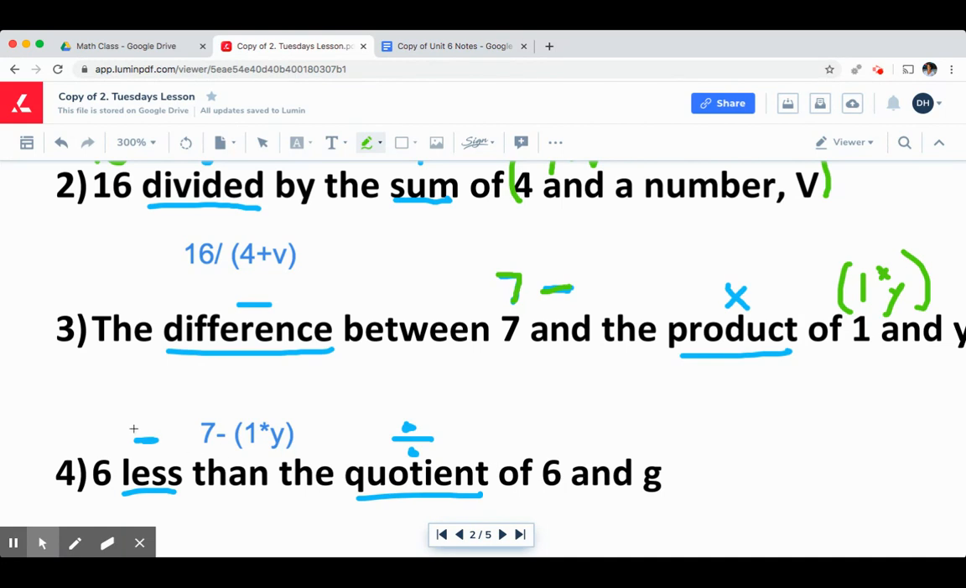So I know I'm going to be subtracting something by 6 because it says 6 less than. So I need to figure out what I'm going to be subtracting by 6. It says the quotient of 6 and g. So I know automatically that I need to be dividing 6 and g.